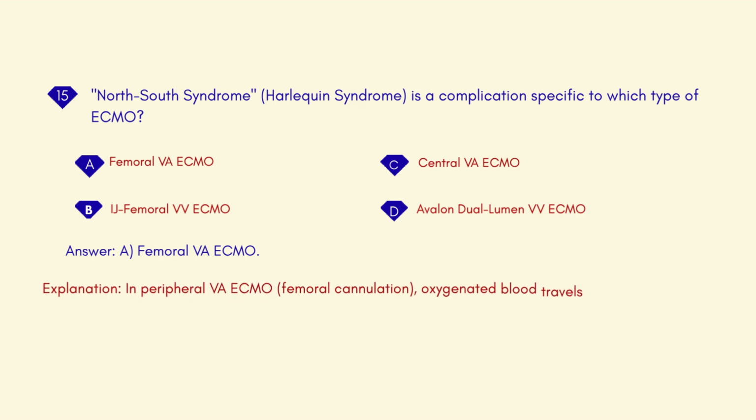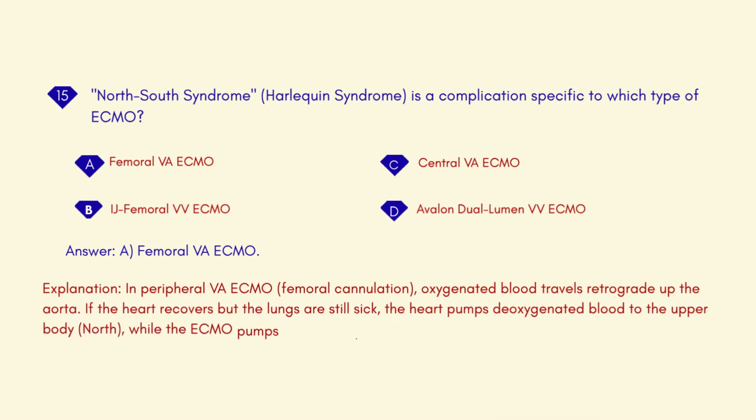Explanation: in peripheral VA ECMO, femoral cannulation, oxygenated blood travels retrograde up the aorta. If the heart recovers but the lungs are still sick, the heart pumps deoxygenated blood to the upper body, north, while the ECMO pumps oxygenated blood to the lower body, south.